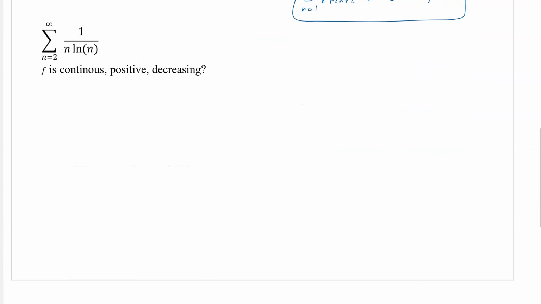Let's try another one. So if we look at this here, we can tell that it is positive because, again, we're going to go from, in this case, 2 to infinity. So again, we're not going to have any negative values being put out from this. And then it's decreasing.